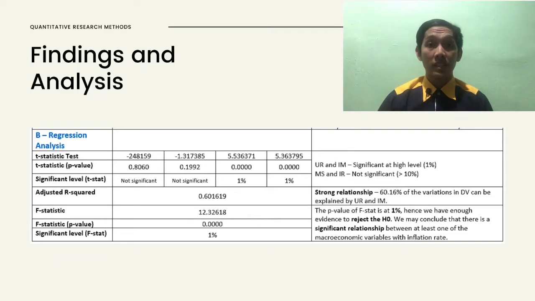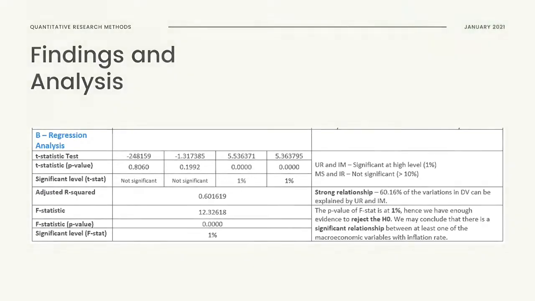For the F statistic, we must look at the p-value of the F statistic, which is 0.0000. So the significance level of the F statistic is at 1%. Hence, we have enough evidence to reject the H null. We may conclude that there is a significant relationship between at least one of the macroeconomic variables and inflation rate.